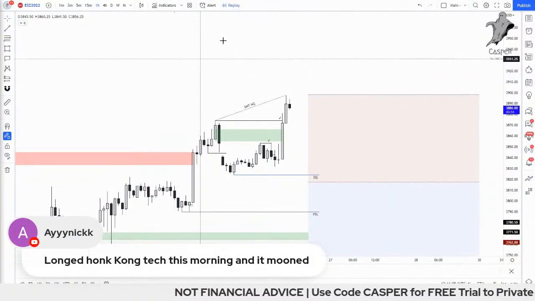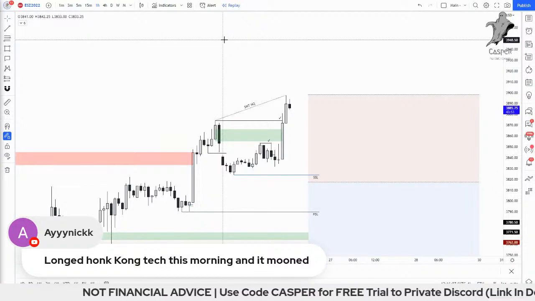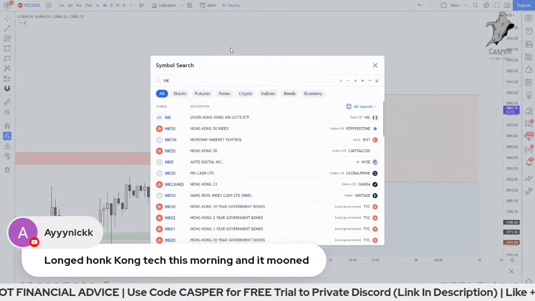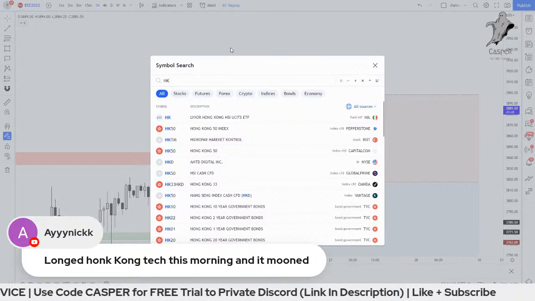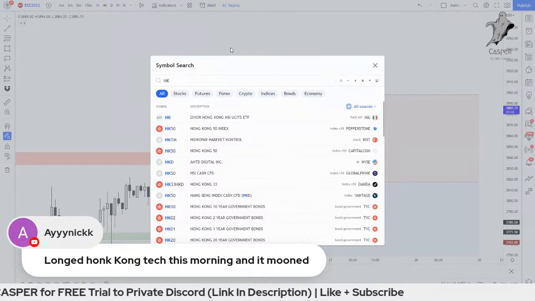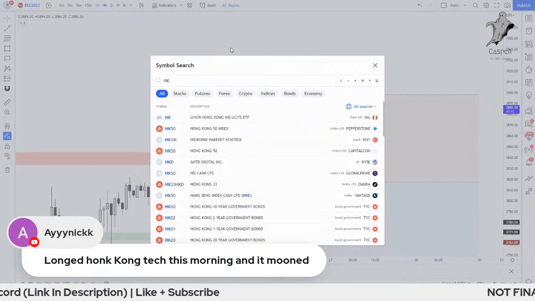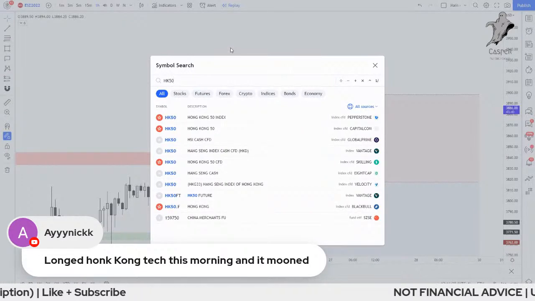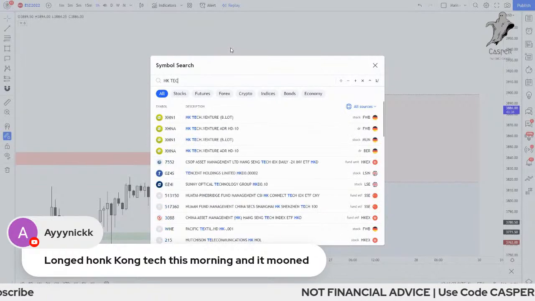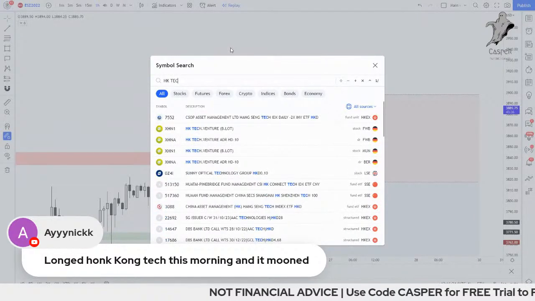I said long the Hong Kong tech. Which one's HK Tech? Is it the Hang Seng 50? I don't ever trade this, so if you could give me a ticker. I don't know, that's the only one I know. HK Tech, I don't know if that's going to be the same one.